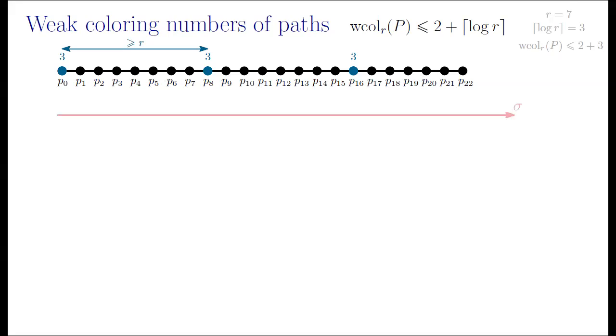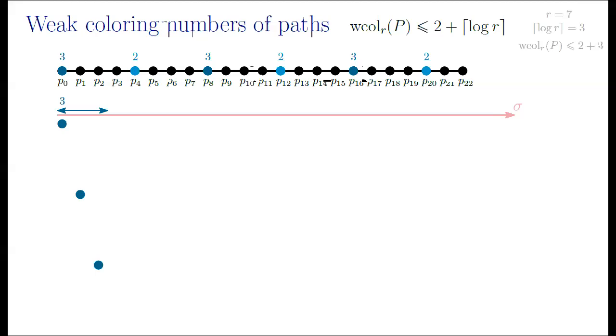And now we will be constructing an ordering. While prescribing colors to vertices, we construct this ordering that should witness that the weak coloring number is indeed bounded by this logarithm plus 2. How do we do this? We take vertices with color 3 at the beginning. So P0 is first, then P8, then P16. I will draw them in a strange way, but at the very end we will see why. We should see them for now as going from left to right. So P0 is the smallest, then we have P8, P16.